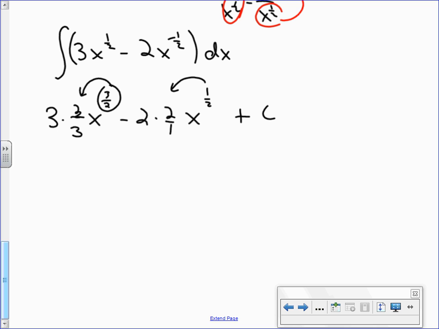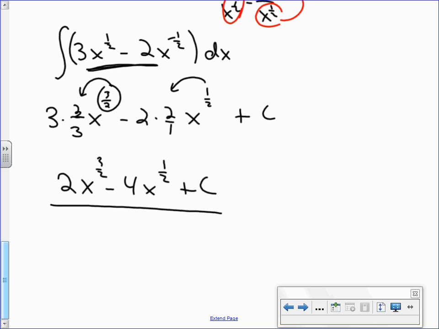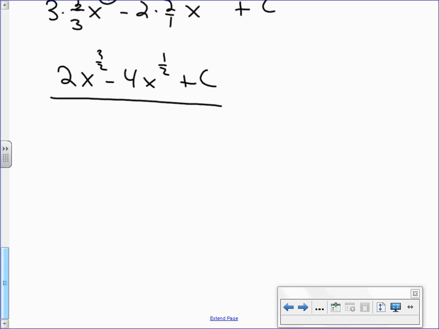And don't forget your plus c on the end of that. Okay? So then clean it up a little bit. 2 x to the 3/2 minus 4 x to the 1/2 plus c. If you take the derivative of this, it'll get you back to the original. The derivative of this will give you this. So you can always check the work. All right? Okay, a couple of other really quick things about notation.